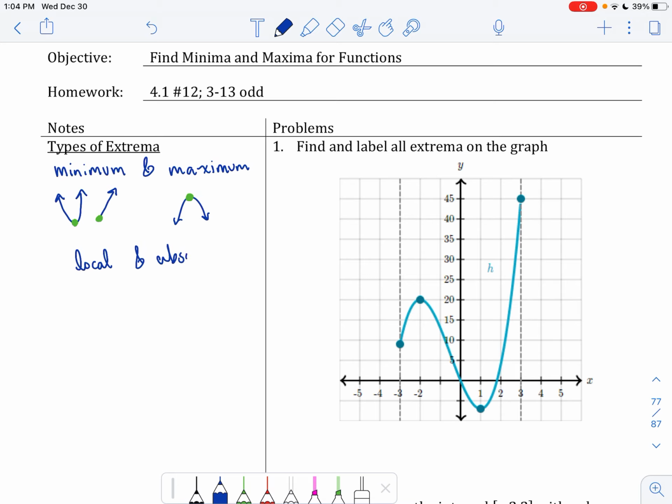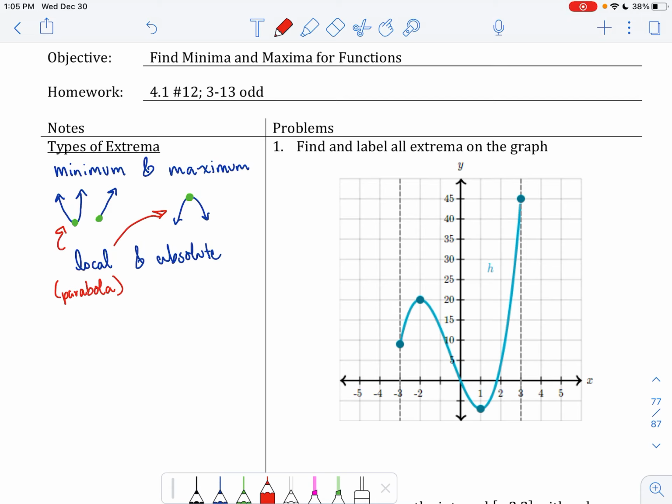and absolute. So a local extrema would be something like these little parabolas. And what that means is that they form a curve and there is a flat tangent line. So the local will always look like a parabola when you zoom in. And what it means is that it's the lowest of all the nearby points.